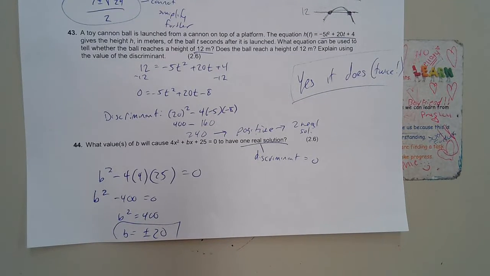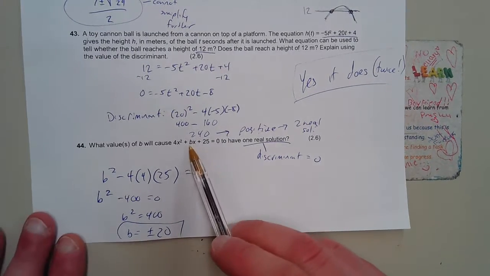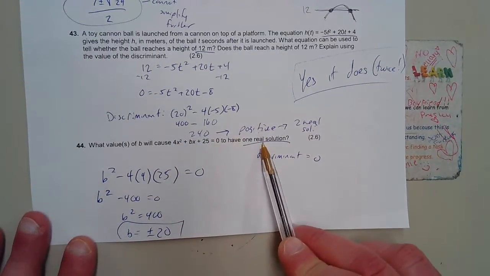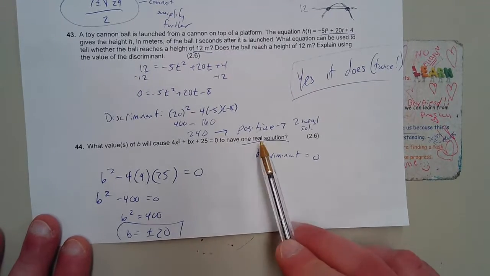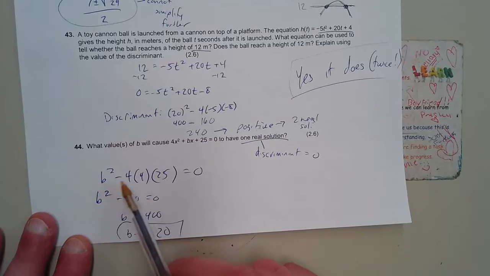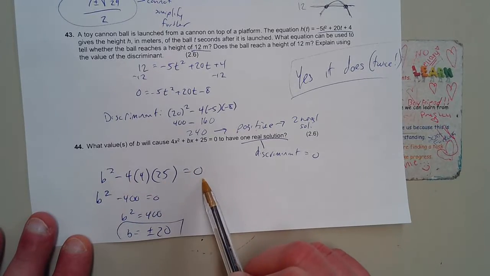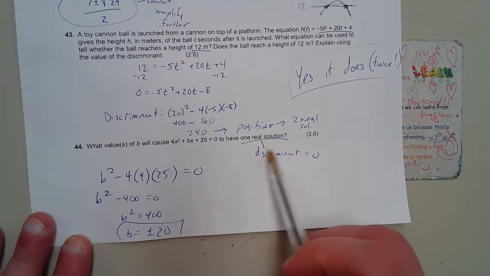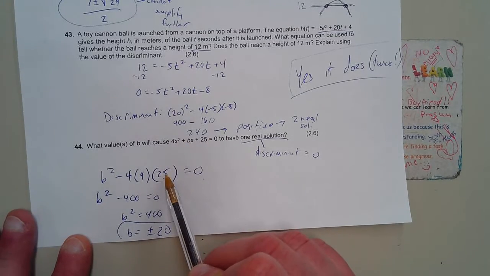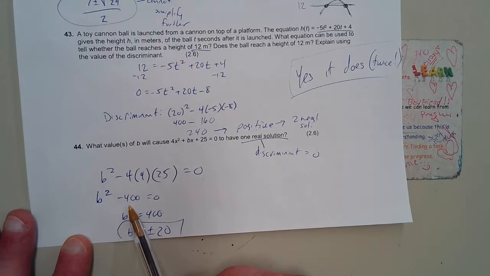44, more discriminant stuff. So this is saying, what would this B value need to be? Notice how you know A and C, but you don't know B, to make it have one real solution. So by our rules, one real solution is when the discriminant is 0. So I took my discriminant equation and set it equal to 0, because that's what this is telling me. So the B is what I don't know, and then I just put in the A and the C that I did know. That comes out to be B squared minus 400.